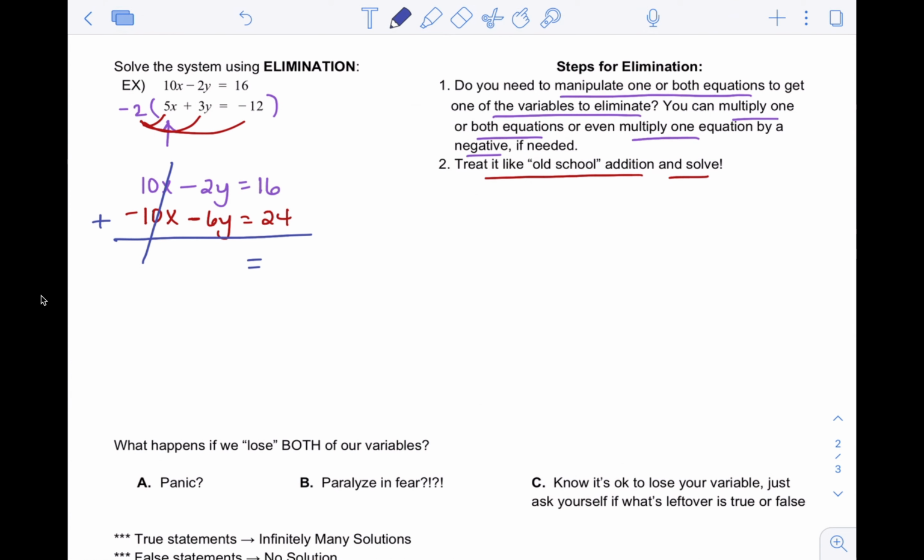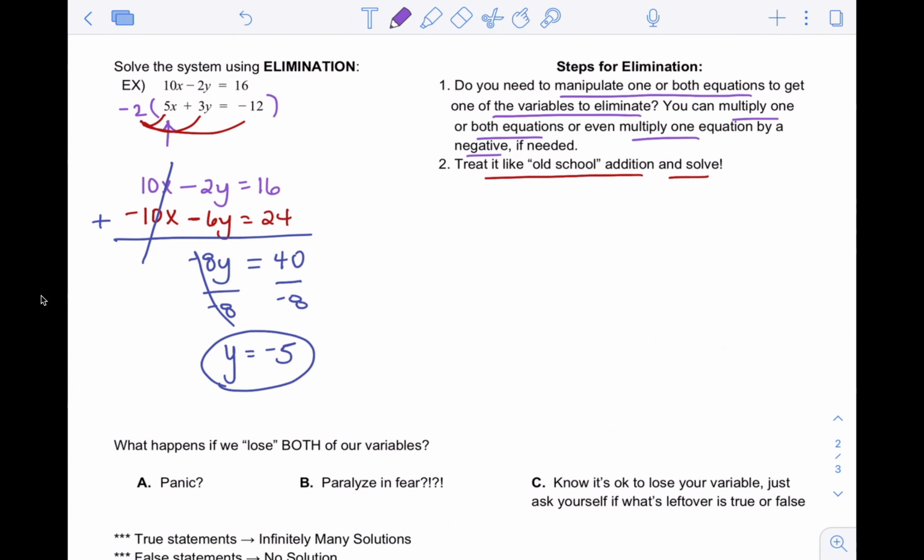And now -2y plus -6y is -8y. And 16 plus 24 is 40. Now you have an equation that's solvable. You can divide by -8 in this case, and boom, y equals -5.